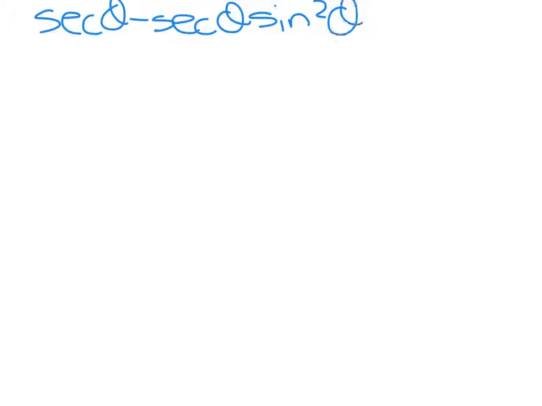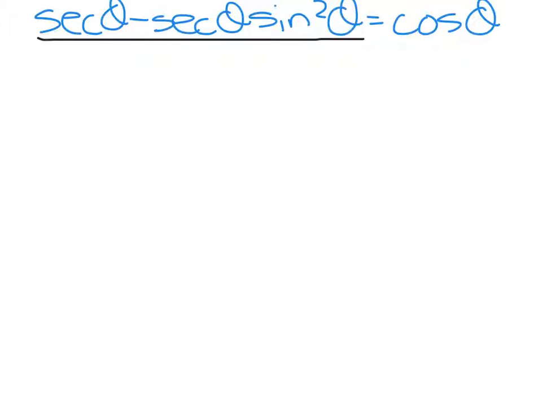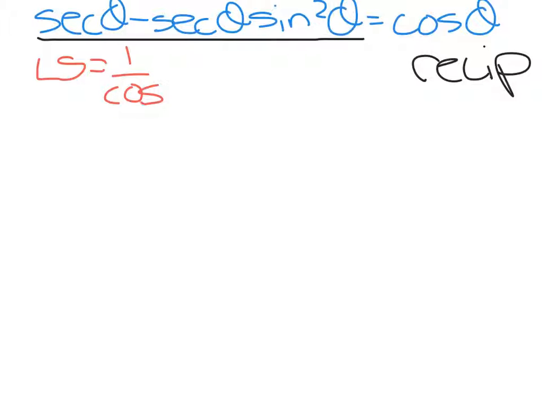So let's try a few examples. Let's say we have sec theta subtract sec theta sine squared theta equals cos theta. I see that my left side looks harder, so I'm going to start with that. My left side equals sec theta subtract sec theta sine squared theta. Because of the reciprocal identities, I know that sec theta is equal to 1 over cos theta. So I'm going to change both of my sec thetas to 1 over cos theta.